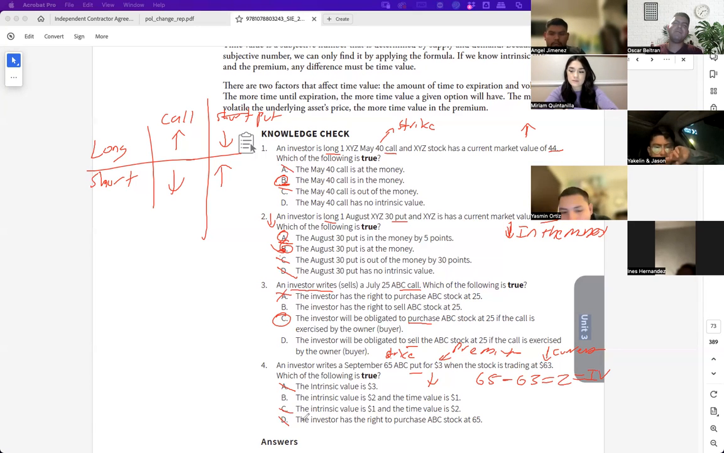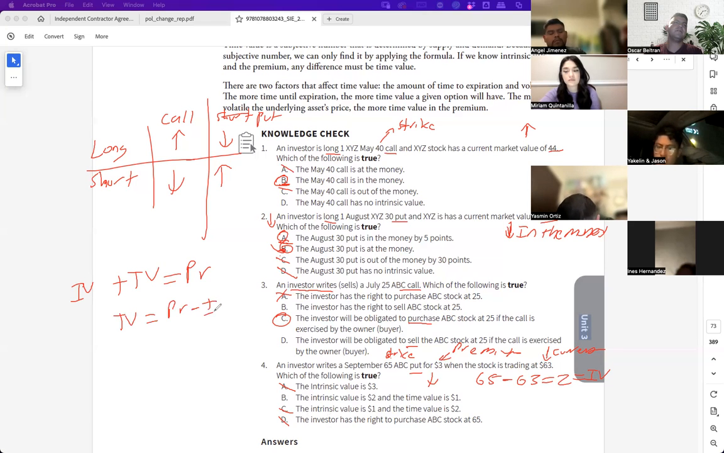But you're like, you know what, I want to make sure it's actually B. So you have to find that time value. So right here, premium equals time value plus intrinsic value. So now time value equals premium minus intrinsic value. So now we get the premium, which is 3, minus the intrinsic value, which is 2, equals 1. So it should be B, right? Yes, that's pretty cool. Makes sense.